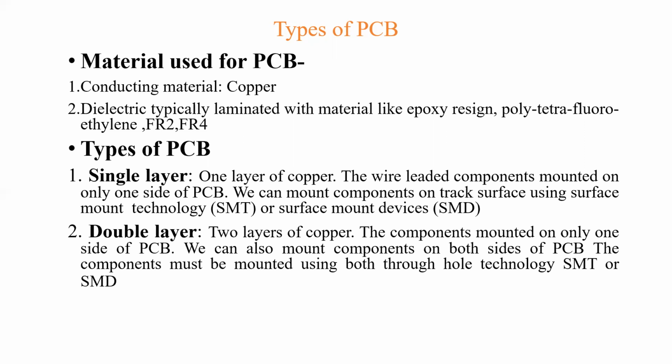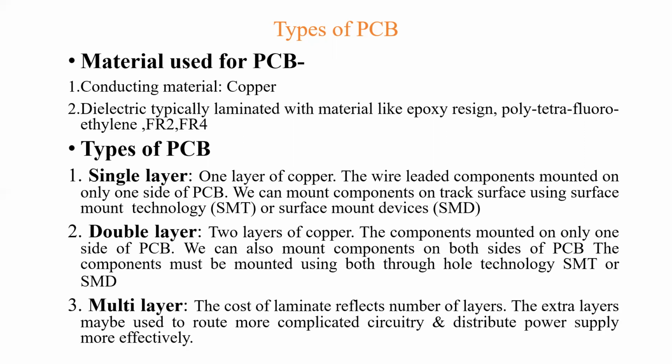Then double layer PCB, where two layers of copper are there. The components are mounted on both sides of the PCB. Then multi-layer is also there. The cost of the laminate reflects the number of layers. The extra layers may be used to route more complicated circuitry and distribute power supply more effectively.